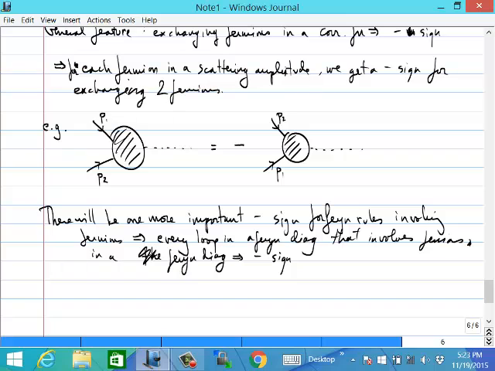For example, the discovery of asymptotic freedom, which is the statement that the strong nuclear force gets weaker at high energies as opposed to stronger at high energies, involves crucially the minus signs that appear in loop diagrams coming from this effect.